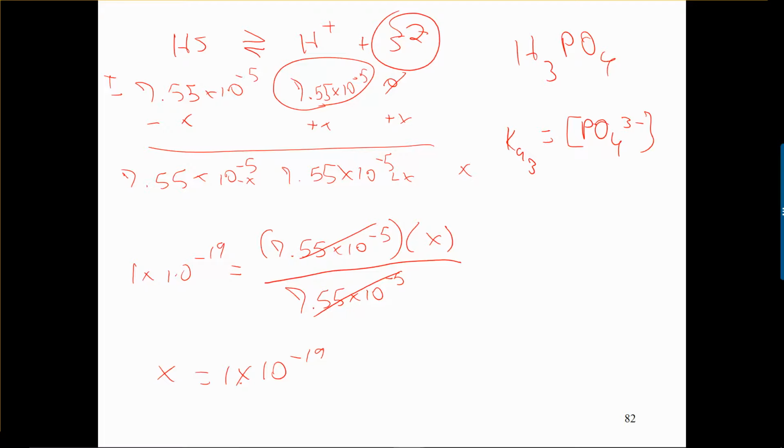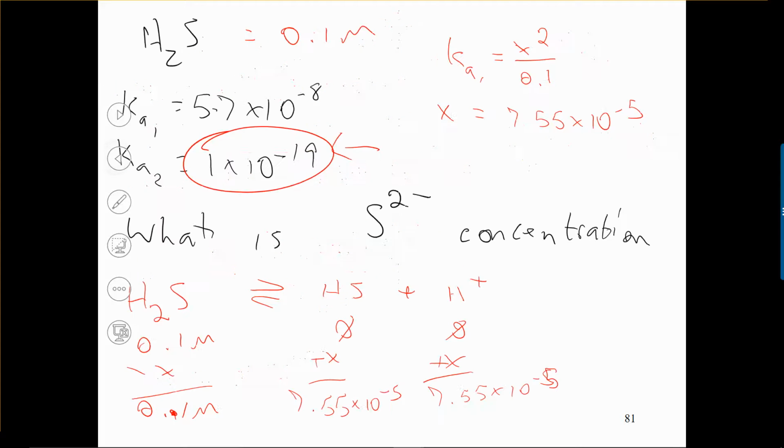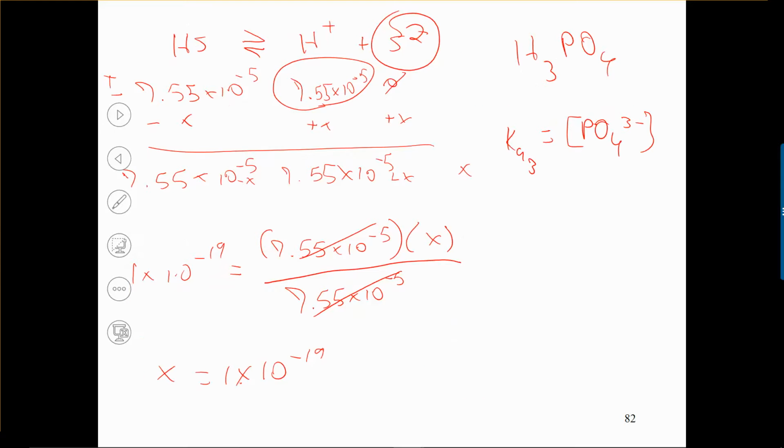Exactly. You don't have to do this. This is just showing you why it does that. Okay? You could read this question and answer it right there. If it's asking for the anion, S2 minus here, 1 times 10 to the negative 19 is the concentration of the anion in this solution. This is what we use for the second equation. So x is 1 times 10 to the negative 19.